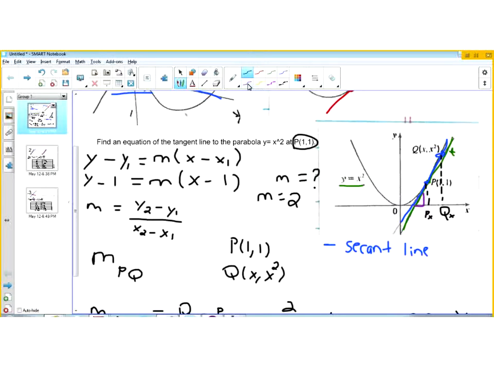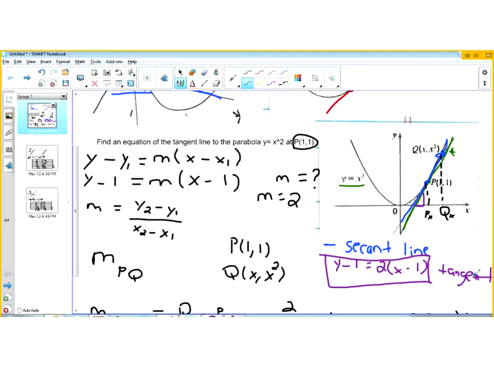Okay, so the equation then, the answer, ta-da, is y minus 1 is equal to 2 times x minus 1, using our point slope form. Okay, that's your tangent. That is the equation of your tangent line. Lo and behold, you only needed to know the coordinate of one point, and you can use the point slope. There's your tangent. That's the answer. And that's how you find it.